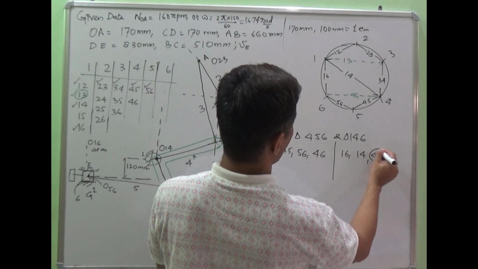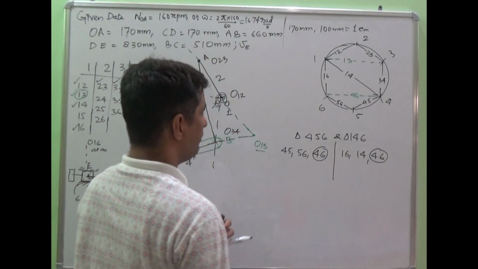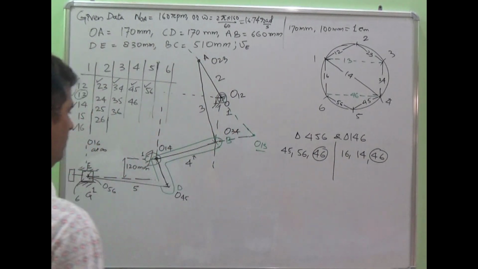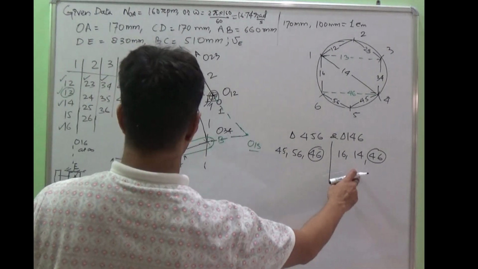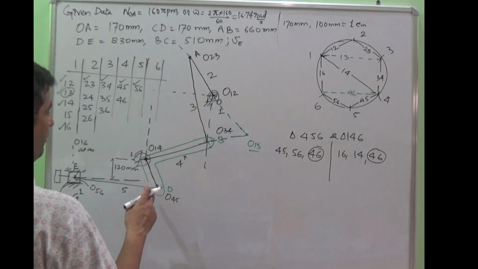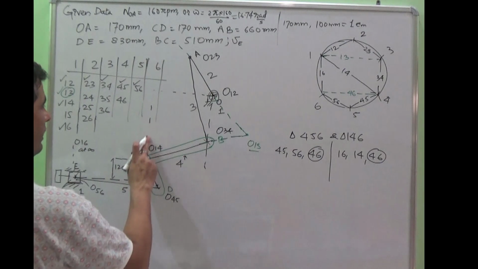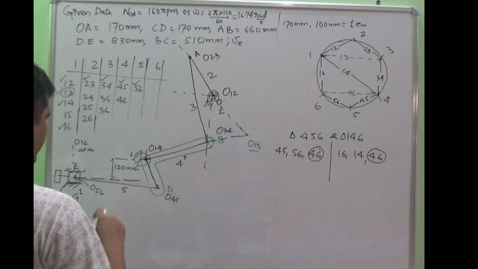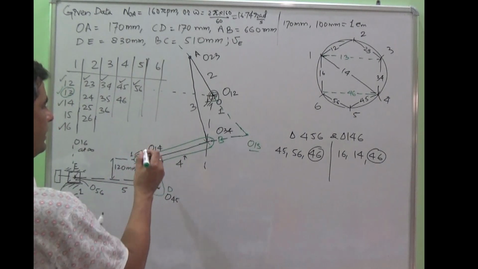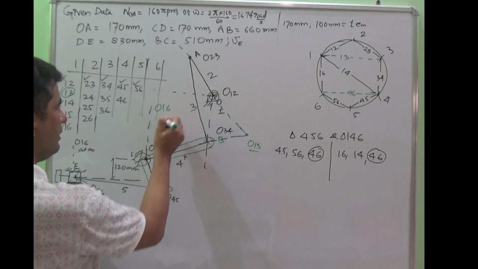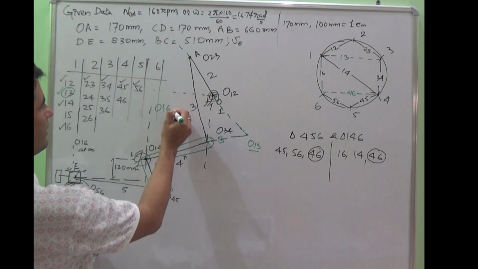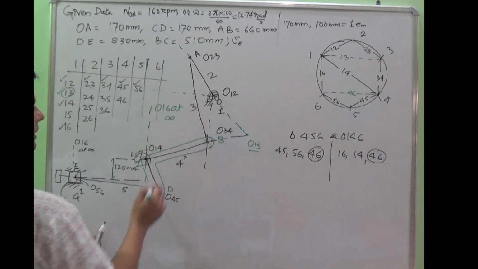So 4,6 is common. Now look at 4,5, 5,6 and 1,6, 1,4. So 1,4 is this and 1,6 is at infinity. So I can draw the path for 1,6 here, right? This can also be drawn here, 1,6, because it is lying at infinity.